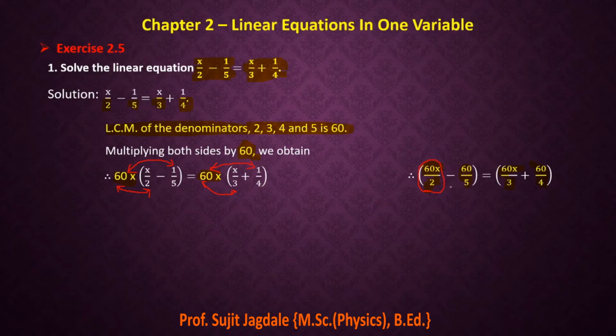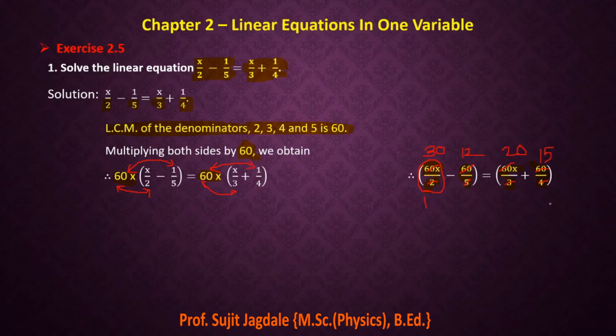Now we know that here we can perform the divisions. So 60 is actually divisible by 2, so we can say that 2 ones are 2 and 30 twos are 60, so here only 30x is going to remain. Then 5 ones are 5, then 12 fives are 60, so here we are getting 12. Then again 20 threes are 60 on the right hand side, so here we are getting 20x, and here 15 fours are 60, so here we are getting 15.